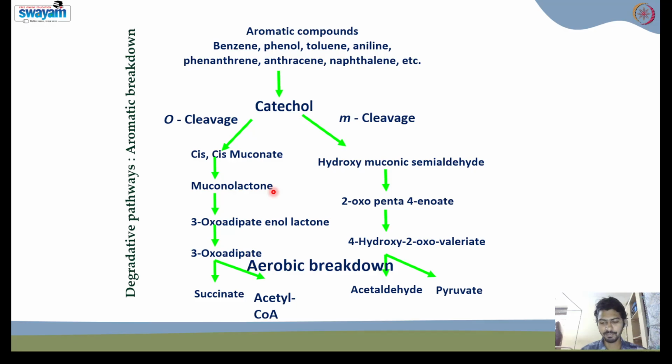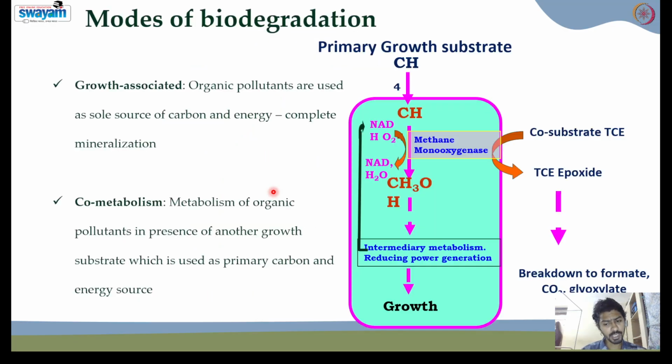microorganism effectively. So till now we have seen two important degradation pathways. One is regarding the aliphatic, where we have seen alkene and alkyne compounds, and the next is the aromatic compounds.